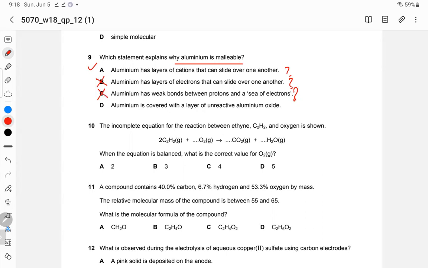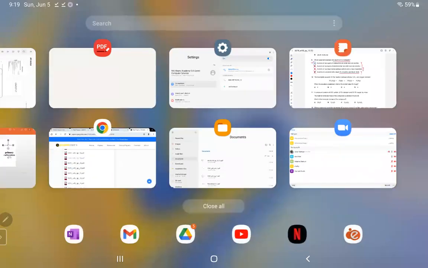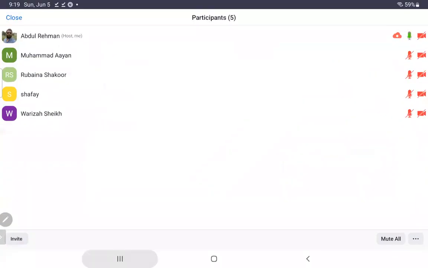Aluminium is covered with a layer of unreactive aluminium oxide. Yes, it has a layer of unreactive oxide, but that doesn't have to do with its malleability. So B, C, and D go wrong, and A is our correct answer. Is this clear to everyone? Yes, sir. It's clear.